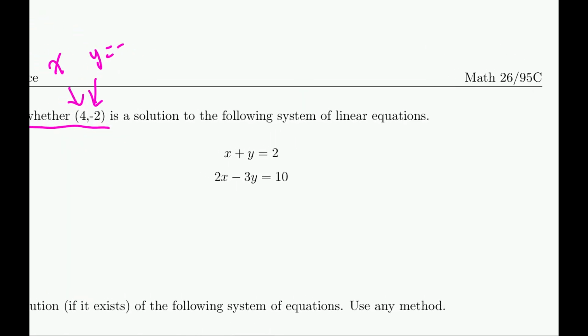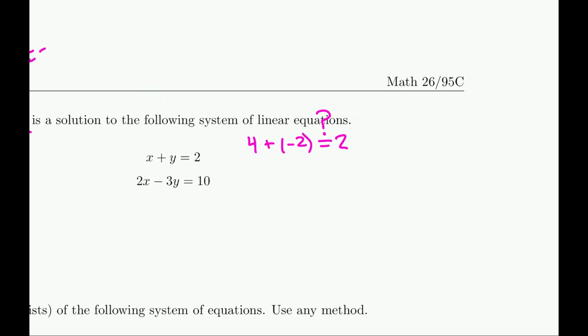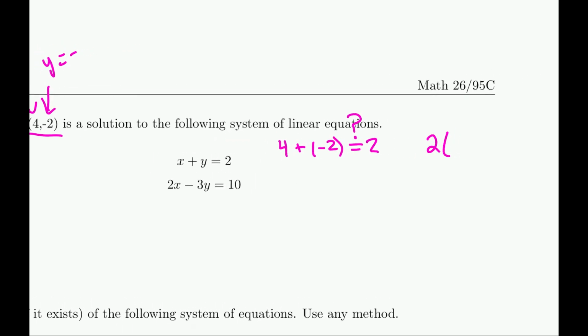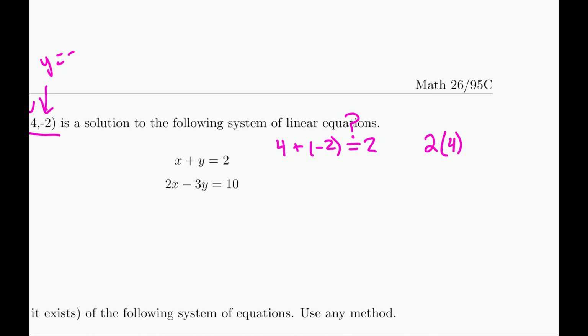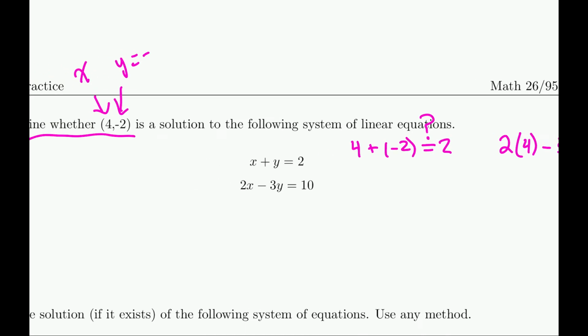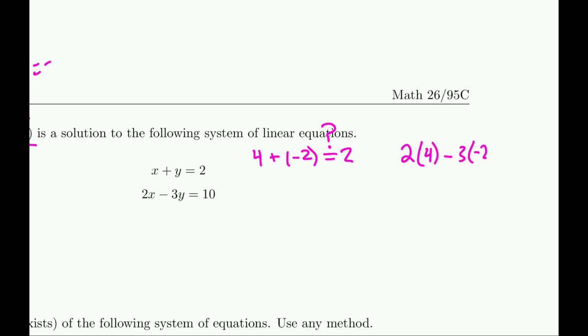So let's do it. Let's put those in for the x and the y here. We have 4 for x plus y, which is -2, equals 2, question mark. And then the other one is 2 times x, x is 4, 2 times 4 minus 3 times y, y is -2, equals 10, question mark. I don't know if that's true.